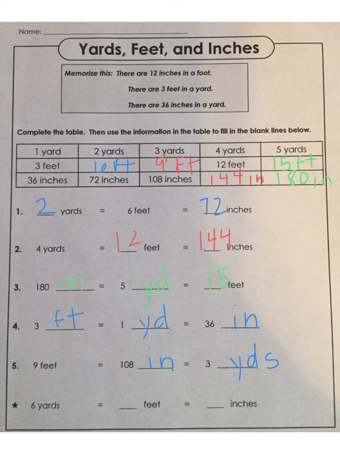Okay, and then they have like a little bonus one at the bottom. We didn't fill this out in the chart. That's why it's a bonus. So they're trying to figure out how many feet is in 6 yards. So remember, we have to multiply the number of yards times 3, because there's always 3 feet for every yard. So I have to figure out what's 6 times 3. Okay, so that's 18, right? So that's 18 feet. And then I have to multiply the number of inches in a yard, which is 36 times 6. And that would give me 216.